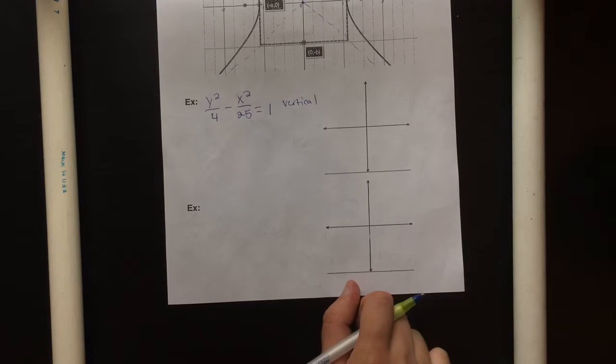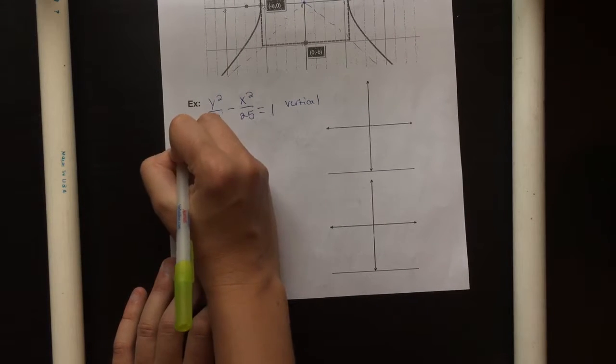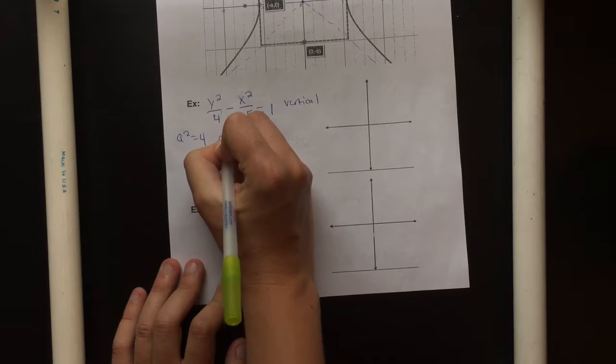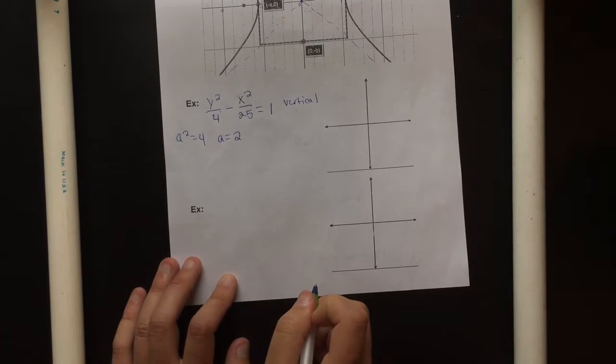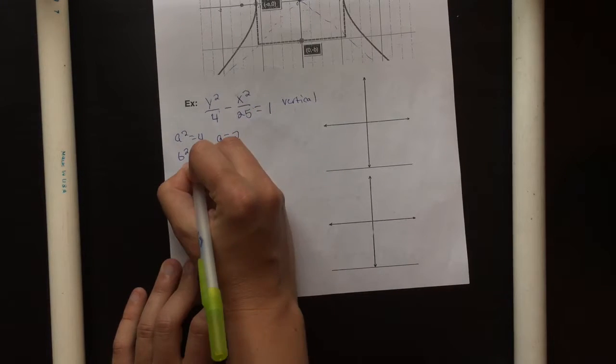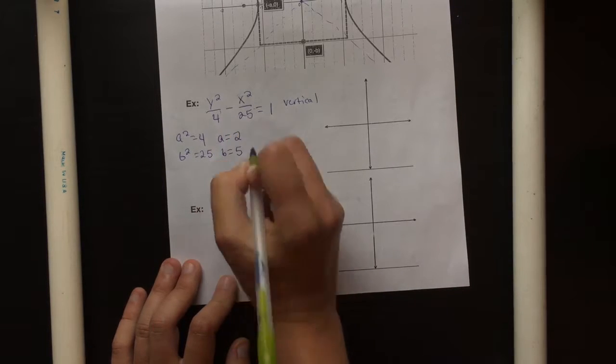So from there, we know that this is going to be a squared. So a squared equals 4. That means a equals 2. Take the square root. And b squared is here. So b squared equals 25. Take the square root of that. b equals 5.